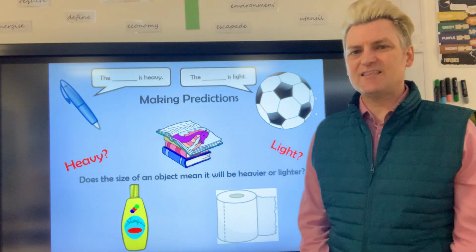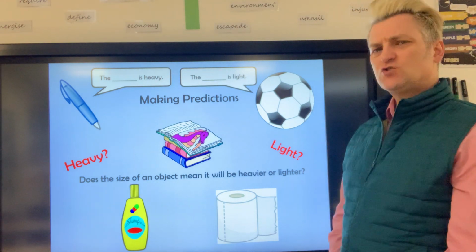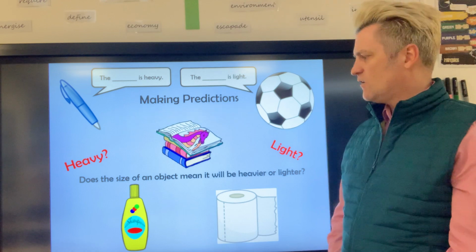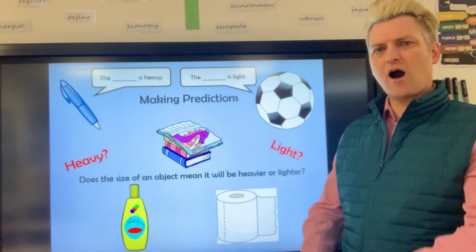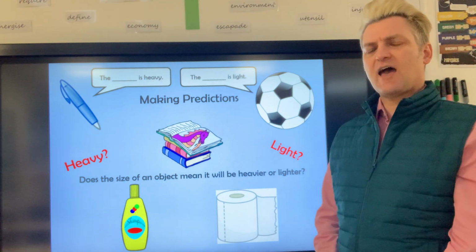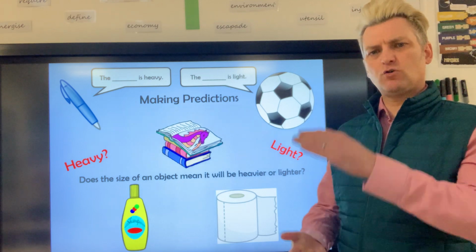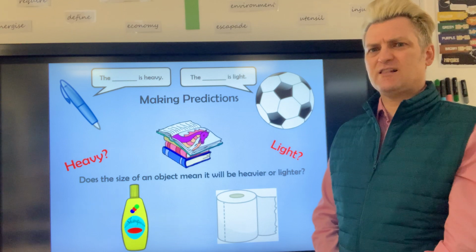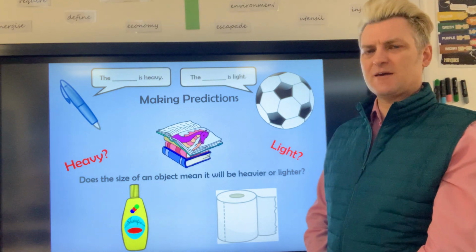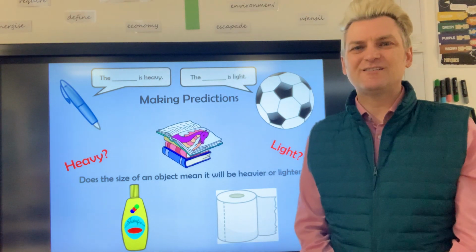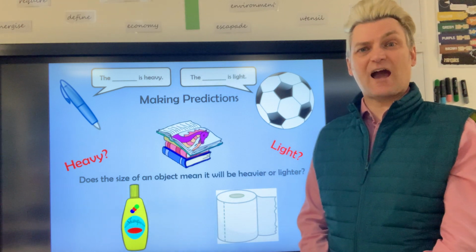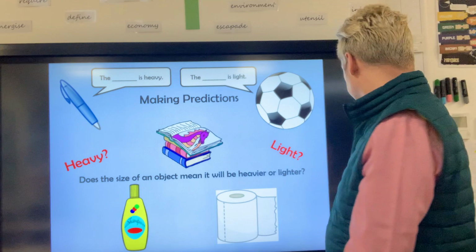And one last thing I want you to think about. Does the size of an object mean it will be heavier or lighter? So are all big things heavy and are all small things light? I want you to think really carefully about that. Do you think you can do that for me? Let me know. You can email me some photographs, or you could send a tweet as well, so we'll see how you're getting on. All right?